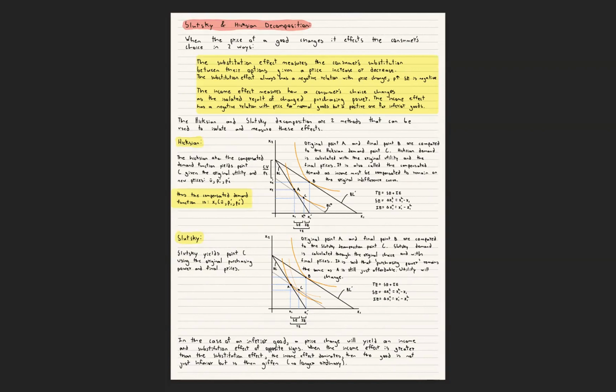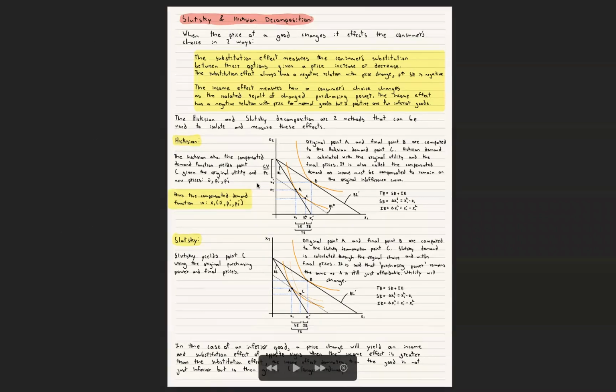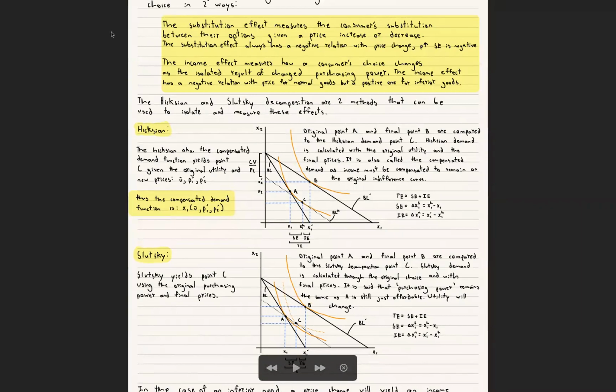The income effect measures how a consumer's demand changes as the isolated result of changed purchasing power. The income effect has a negative relation with price for normal goods, but a positive one for inferior goods. Now, the Hicksian and Slutsky decomposition are two methods that can be used to isolate and measure the substitution and income effects. This can get a little bit more complicated in terms of graphing, so I'll zoom in there for you all. And again, once I upload these, you can review them a little bit more in depth.